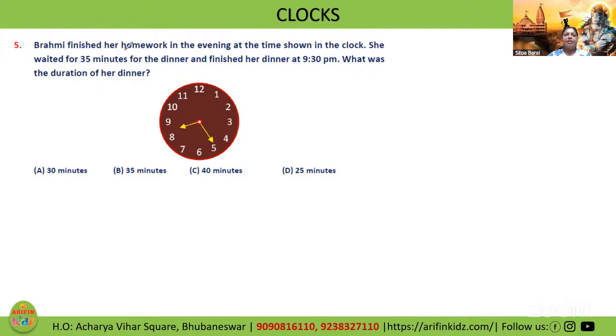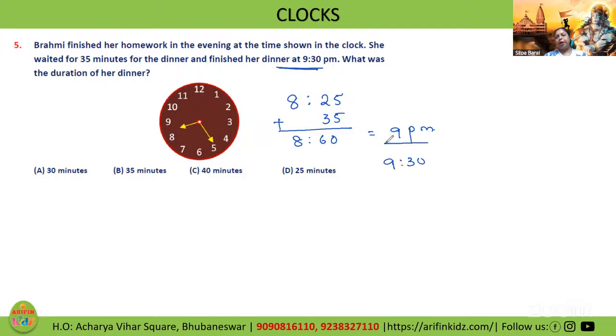Now see, Brahmi finished her homework in the evening at the time shown in the clock. She waited for 35 minutes for the dinner and finished her dinner at 9:30. So now see, when Brahmi finished her homework, see, 8:25. She waited for 35 minutes. So you have to add 35 minutes. Again, see beta, this is 8:60. 60 minutes, always remember beta, this is 9 p.m. So she took her dinner at 9 p.m. She finished her dinner at 9:30. What was the duration of her dinner? That is, beta, 30 minutes.